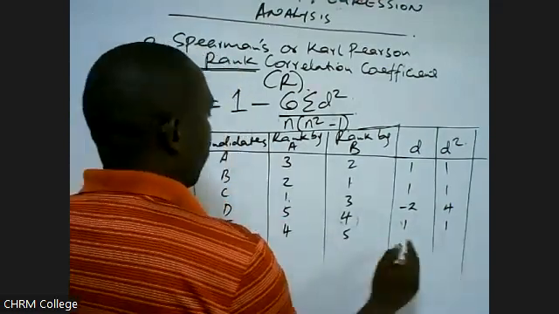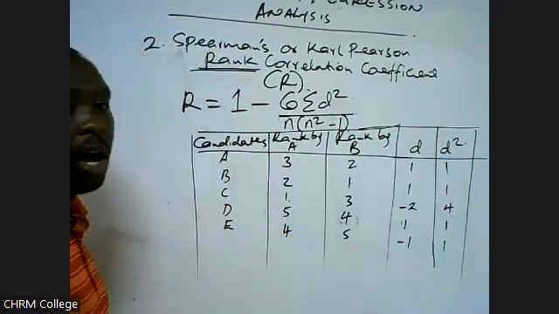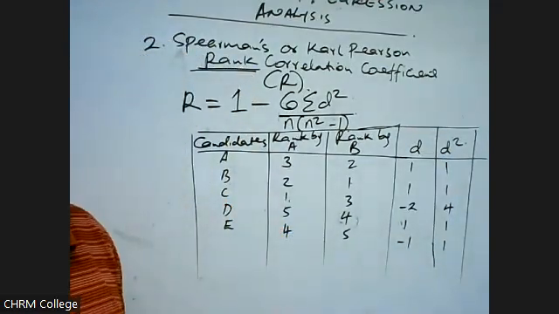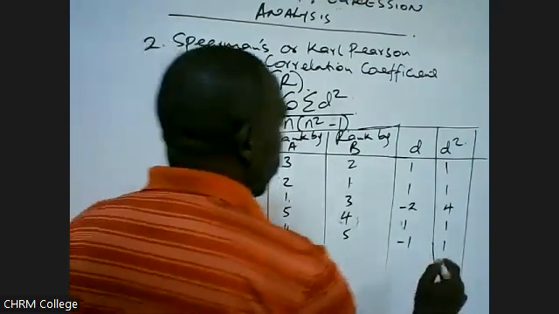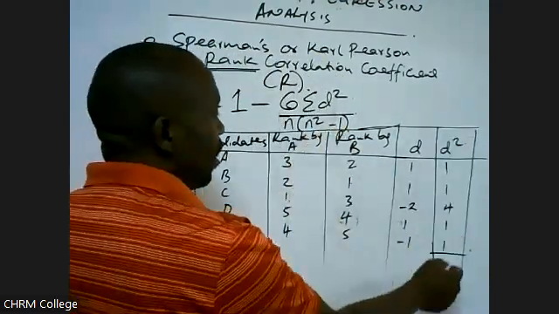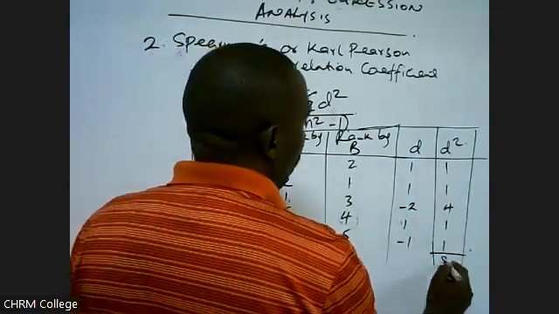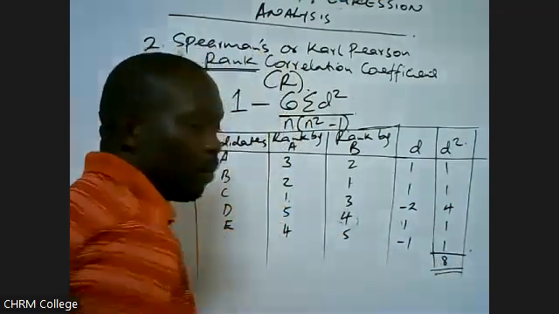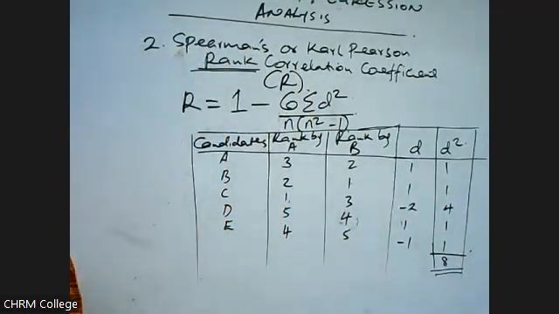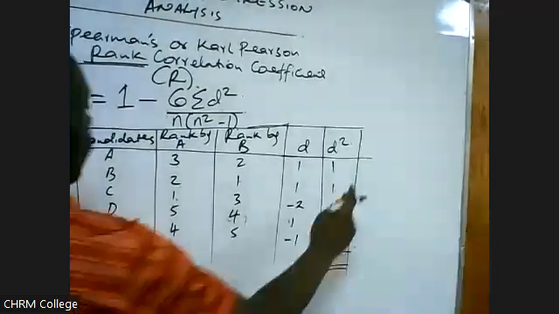4 minus 5 is -1. When you square -1, you get +1, so all our d squared must be positive. Remember, we are talking about the sum of d squared, so we simply add the d squared: 2, 6, 7, 8. So our sum of d squared is 8. Once you have that, you can comfortably calculate the rank correlation coefficient.